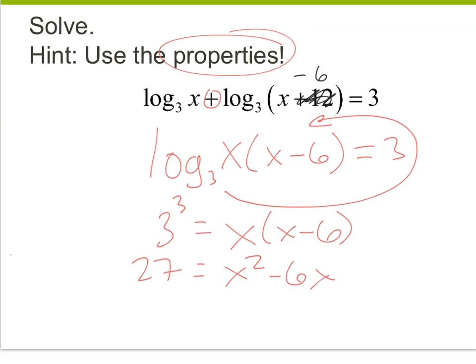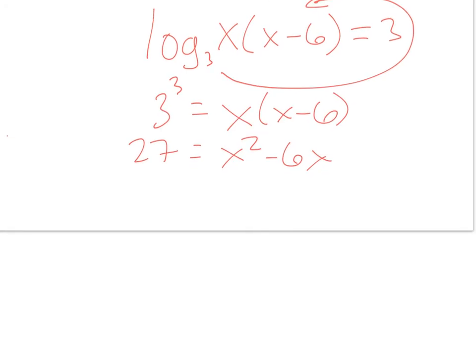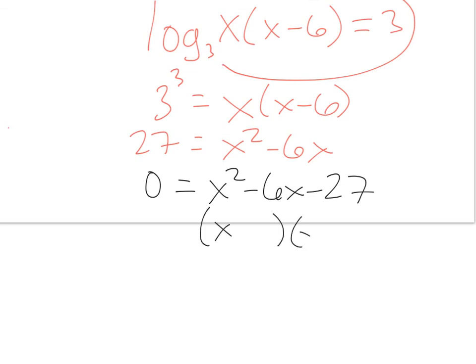So I've got 27 equals x squared minus 6x. Well, what can I do when I have something like this? I've got squared, I got an x, I got a 27. Factor, that's right. So we're going to have 0 equals x squared minus 6x minus 27. So what multiplies to negative 27 and adds to negative 6? Well, that would be negative 9 and positive 3. Cool. So I'm going to have x equals 9 and x equals negative 3.